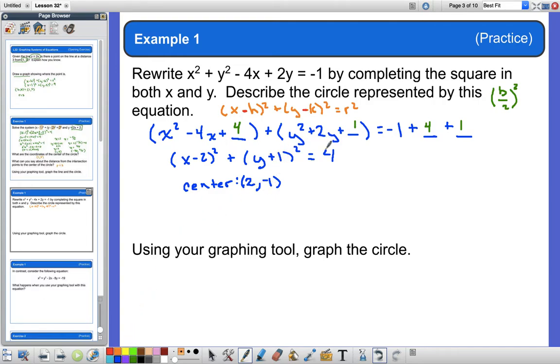And so since this is r squared, then that's going to make our radius 2, because the square root of 4 is 2. And so this gives us the info that we need. What we're going to do is we're just going to confirm that we get the circle that we want. We should have a center at 2, negative 1. We should have a radius of 2. And we're going to graph it in this version right here.